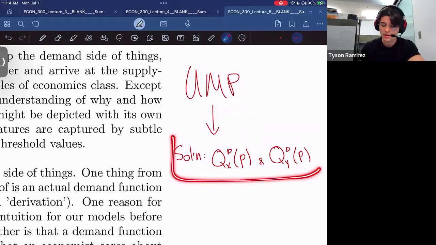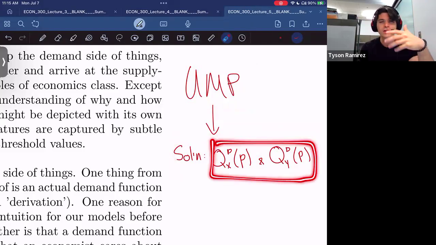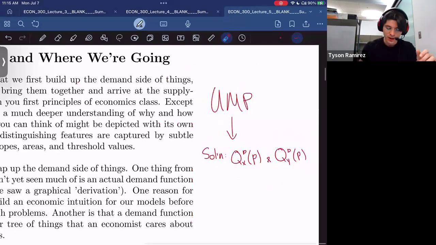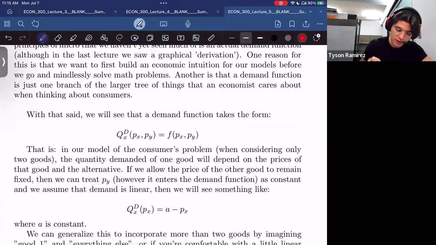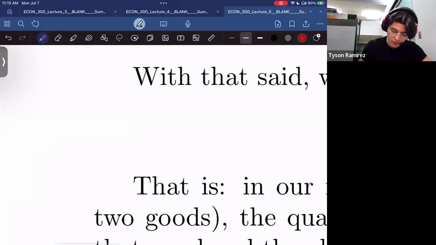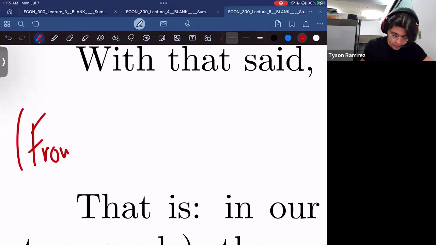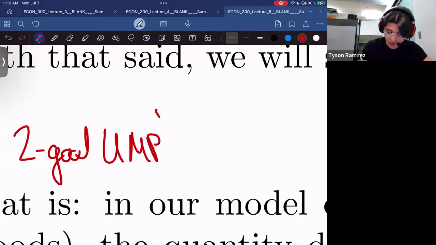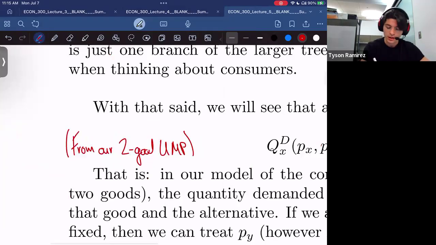And this is the essence of what we saw in our first micro class, the principles of micro class. And then we kind of saw a sketch of it. I gave you a graphical derivation to give some intuition for why the demand curve is downward sloping and what these functions actually look like. If we were to generalize a little bit more, we can, from our, I'm going to add this, just in parentheses.